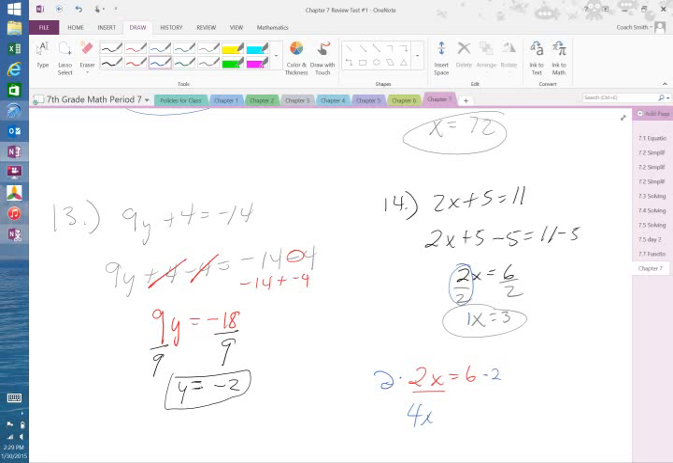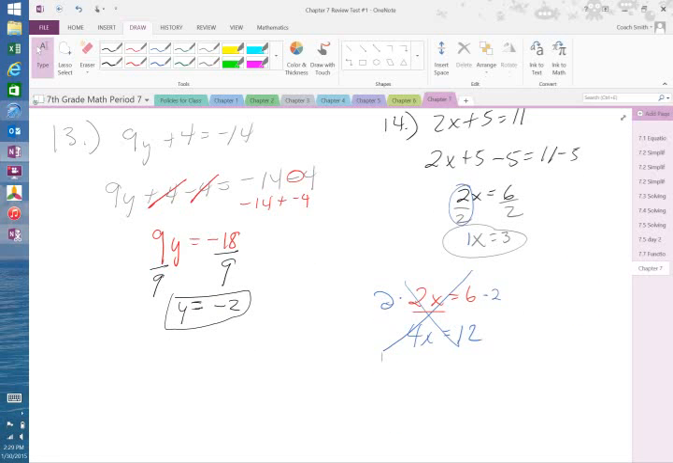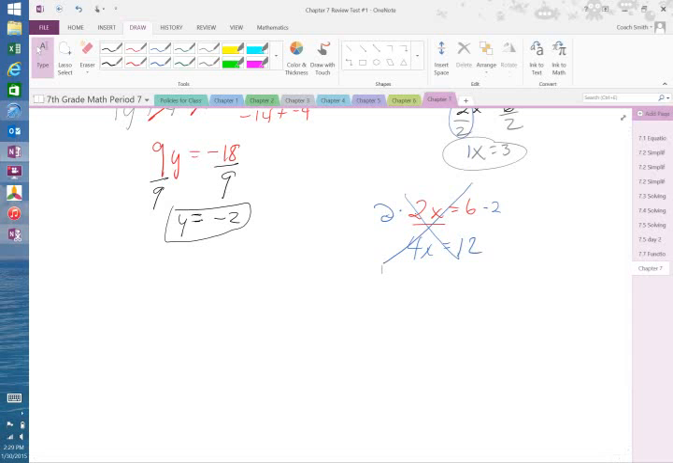If I multiply, I'm still left with 4x equal 12. I haven't got x by itself, so I can't solve it at that point. So we're not doing that. That's why we have to divide. Okay? All right.